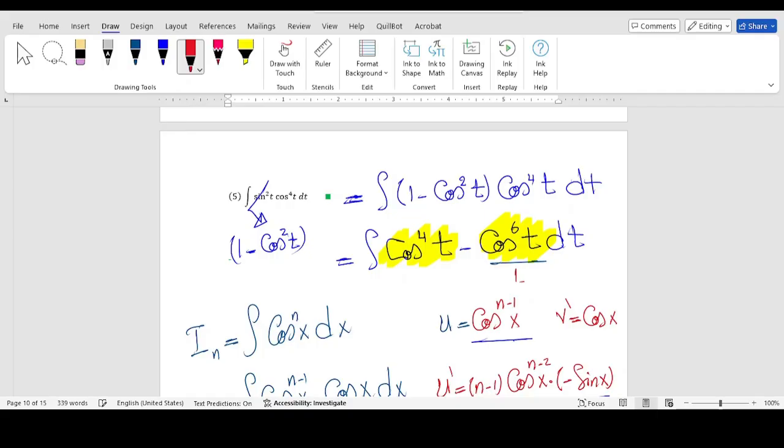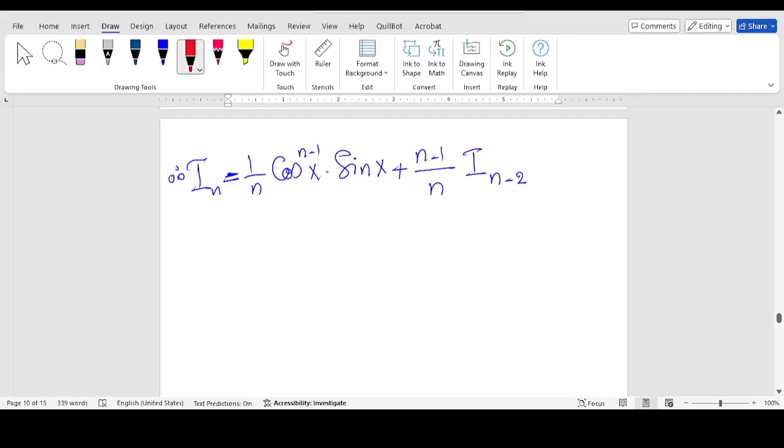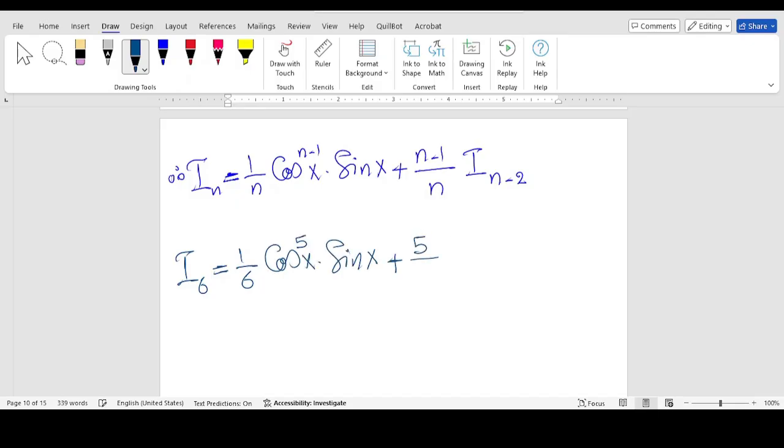So this is I6 and this is I4. So go for the reduction formula again to evaluate this I4 and I6. So I6 equals 1 over 6 cosine to the power 5 x times sine x plus (n minus 1, which is 6 minus 1, 5) divided by 6, I4. Okay, but we still have I4. So I4 will be 1 divided by 4, replacing n by 4.